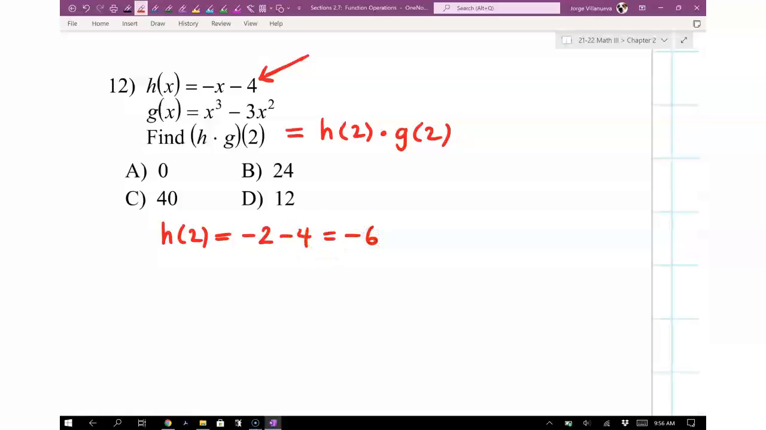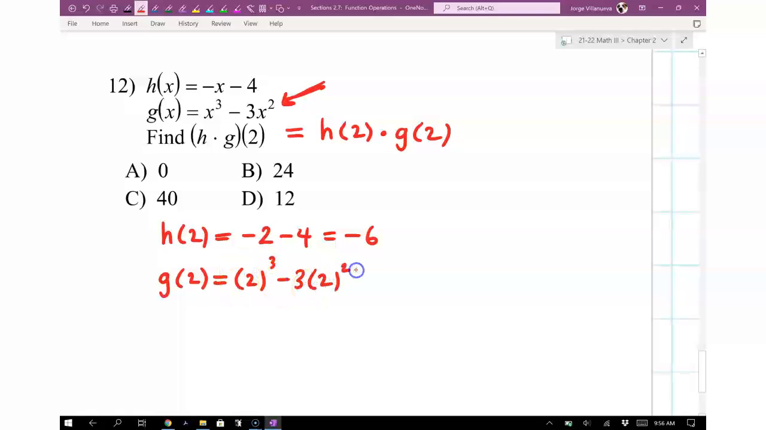Now let me find g of 2. g of 2, well, that's this function right here. That's g of x. So g of 2 would be 2 to the third minus 3 times 2 squared. So 2 to the third is 8 minus 3 times 4, because 2 squared is 4. 3 times 4 is 12. Remember, order of operations, right? You got to multiply first. So I get 12 there. 8 minus 12 is negative 4.